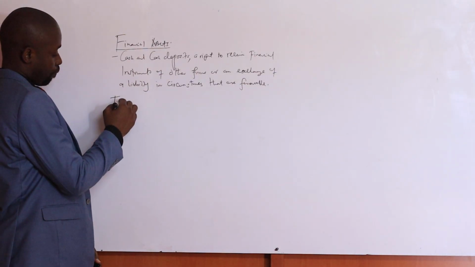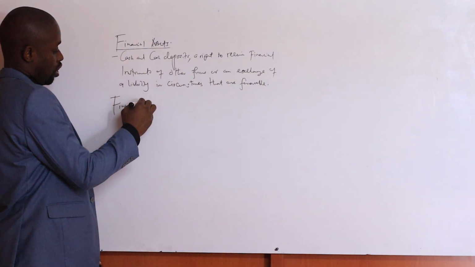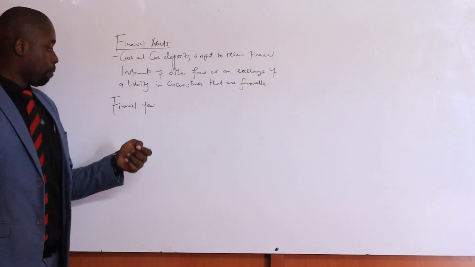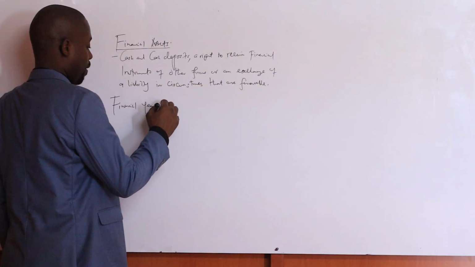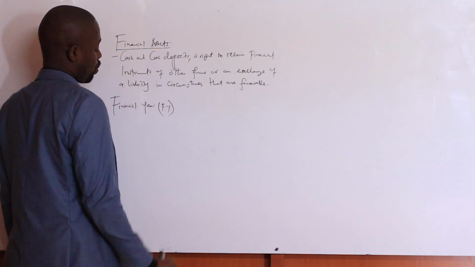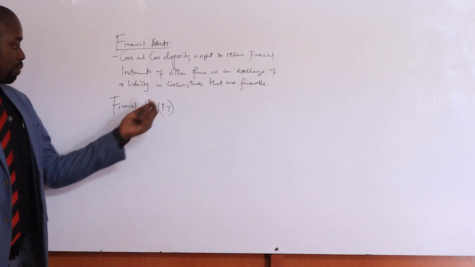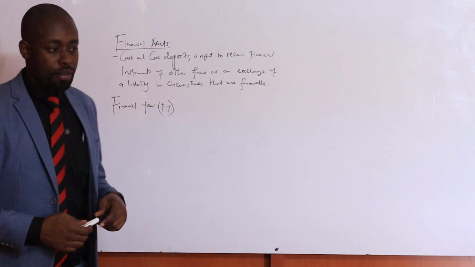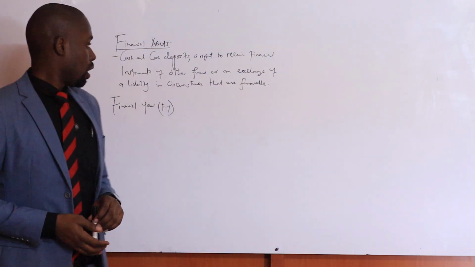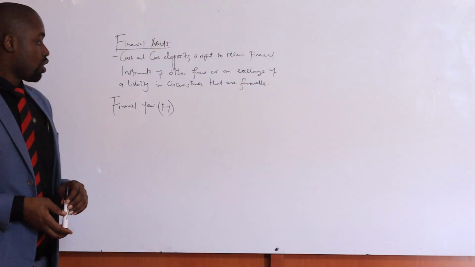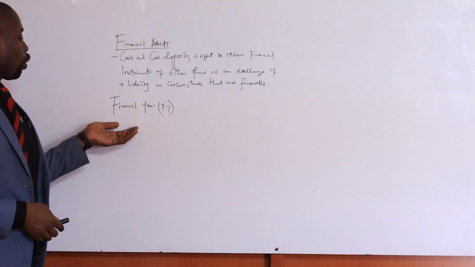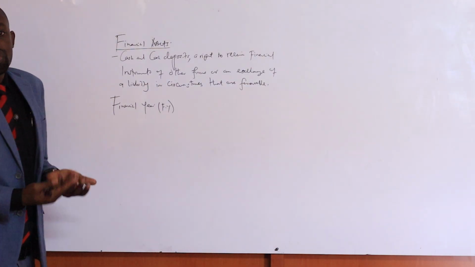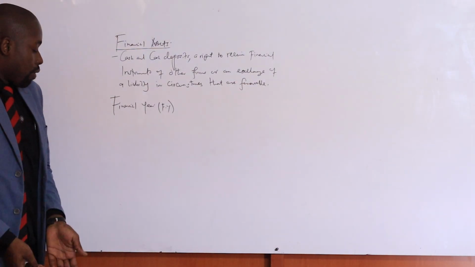The next definition is what we call financial year. What's a financial year? Financial year, in most cases, we abbreviate it as FY. You may see FY 2024, 2025. It means financial year. Now, a financial year refers to the duration within which a firm prepares its financial statements. Usually, it is 12 months on standard, and you have got different durations for different companies because they choose what they feel works well for them.